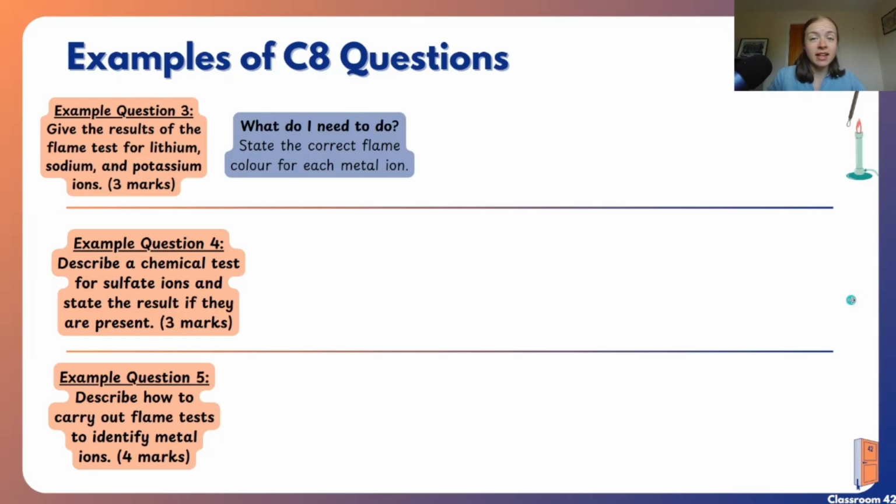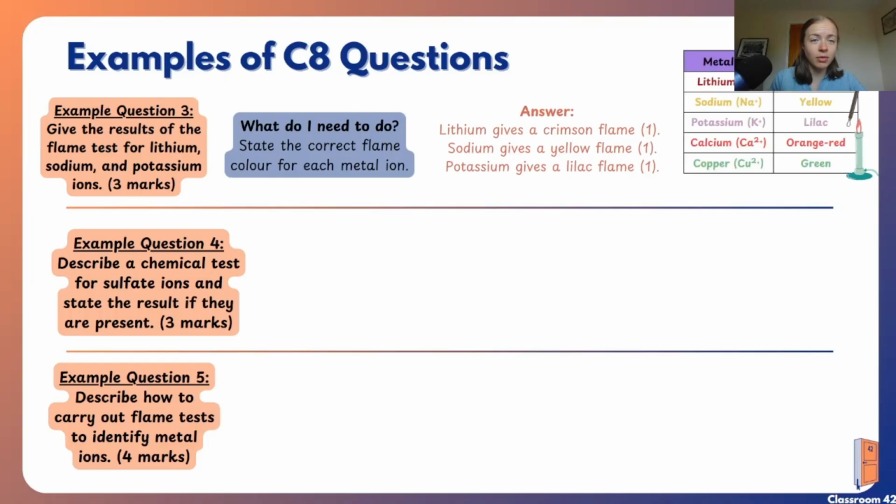So simply state the correct flame colour for each metal ion. This is just something you need to try and remember. So lithium gives a crimson flame, sodium gives a yellow flame, potassium gives a lilac flame. That's just an example of what you might be wanting to say here.